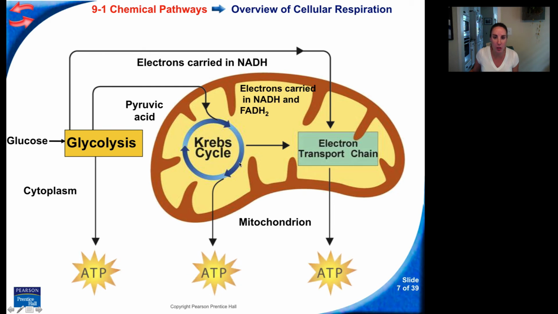Pyruvic acid goes to the Krebs cycle, and the Krebs cycle produces a little more ATP. The electrons produced by glycolysis and carried in NADH go to the electron transport chain. The Krebs cycle also produces NADH and FADH2, which is another electron carrier. They go into the electron transport chain, and the electron transport chain makes even more ATP. So all 3 of these make energy. You're going to see the electron transport chain actually makes the most energy.